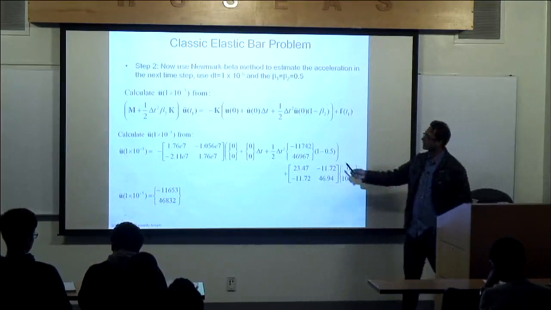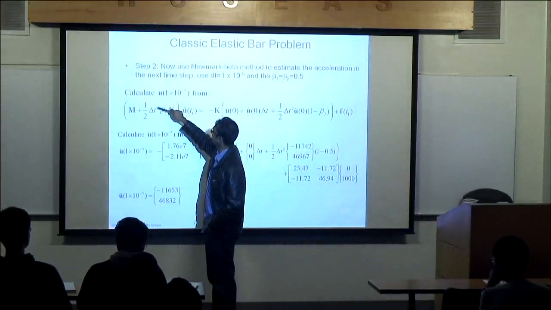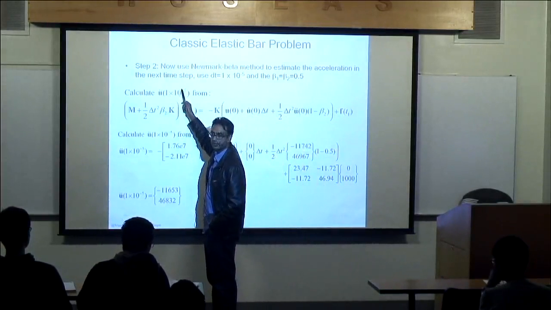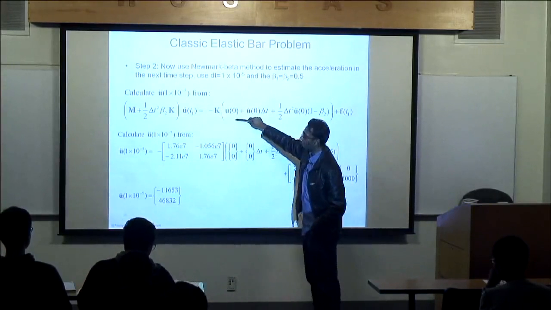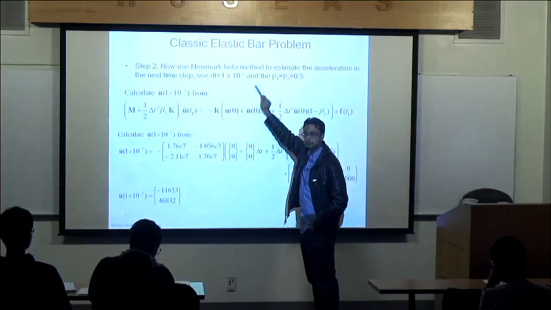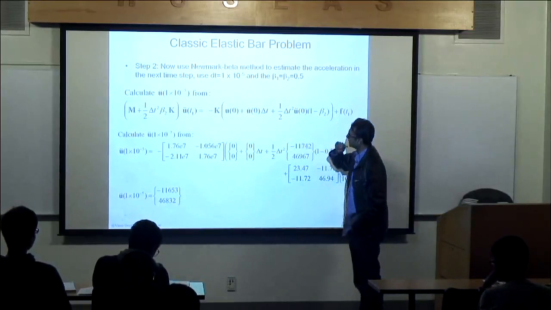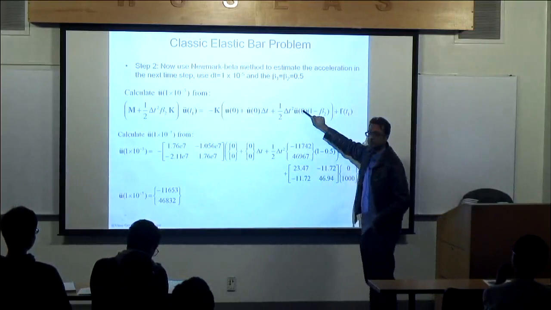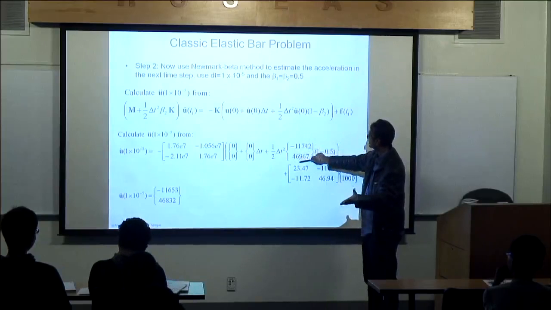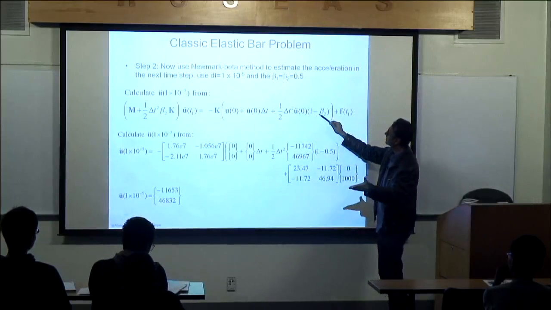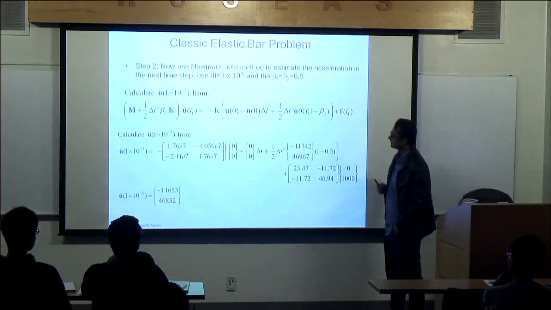So what I can do now, I know K bold, I know all these values, I know delta T. Delta T is 1 times 10 to the minus 5, right? I know the displacement at the beginning is 0. I told you that. Velocity at the beginning is 0. That's why you see 0 there. I just calculated the accelerations at the beginning, and that's what I plug in there. I'm using the constant acceleration method, so I put beta 2 equals 1/2.